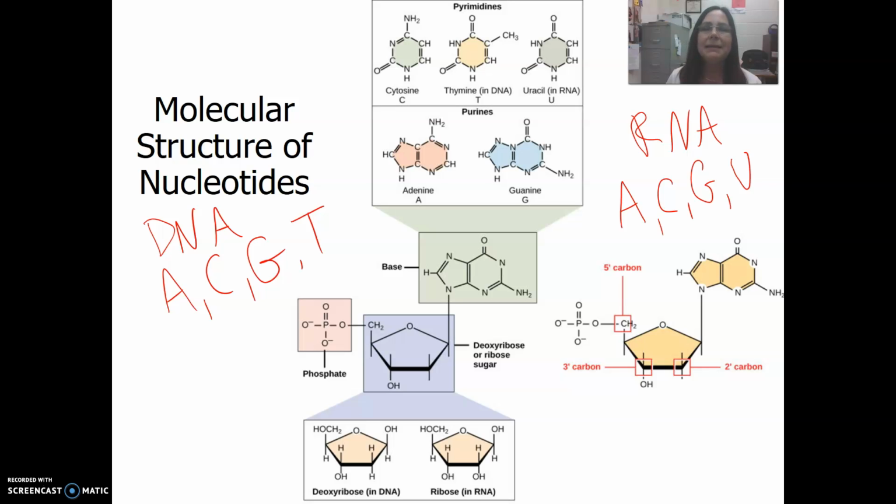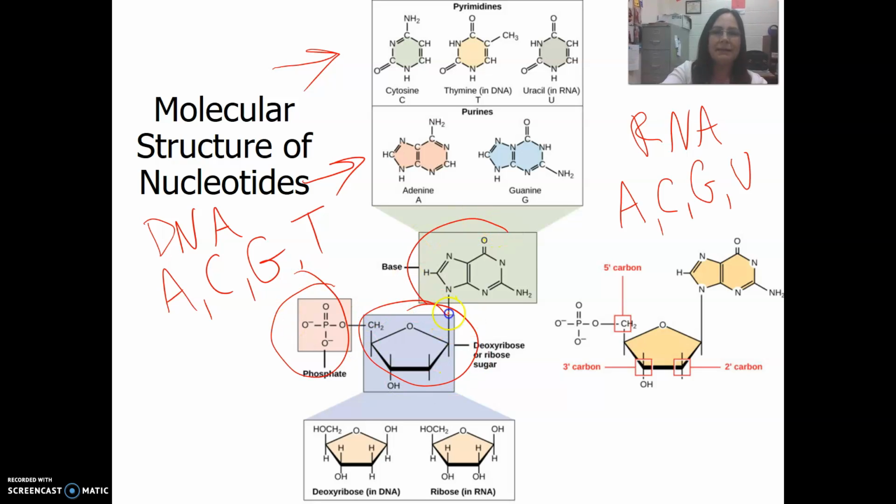You can see that the cytosine, thymine, and uracil are in a class called pyrimidines because they are single ring structures. And the adenine and guanine are in a class called purines because they are double ring structures. So those are the nitrogenous bases, the pyrimidines and the purines. An entire nucleotide would be a phosphate, a sugar, and a base. So this would be an entire nucleotide here.